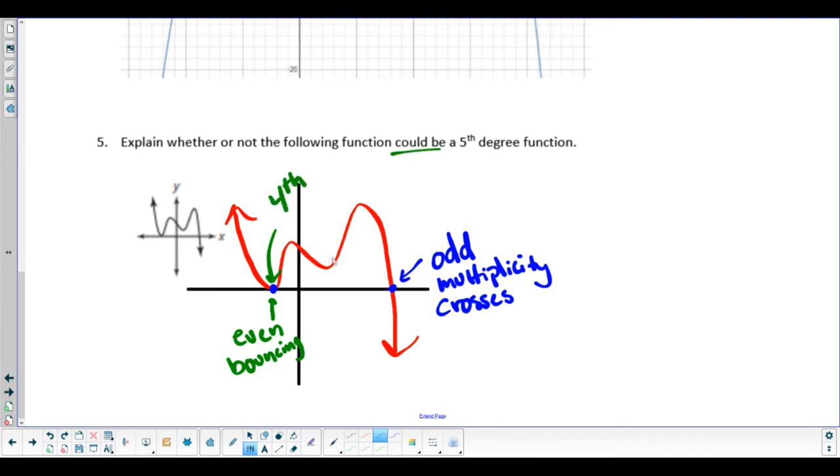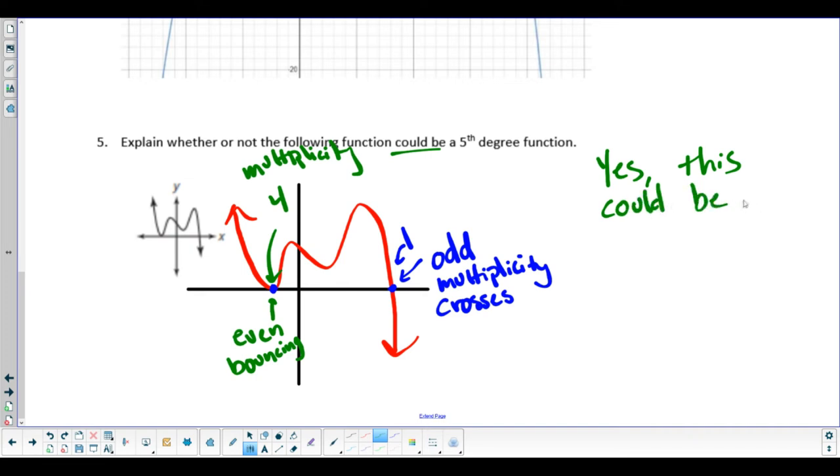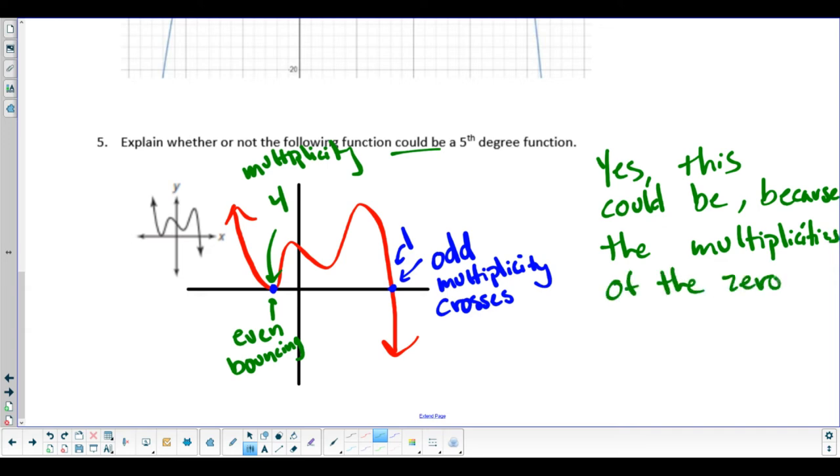This could be a multiplicity of four, something raised to the fourth power, because the way I bounce off of this just has to be an even number. And this could be a multiplicity of one. If this is four, the multiplicities of my zeros added up is my degree. Four plus one is five. So yes, this could be, because the multiplicities of the zeros could add up to five. We have one even zero and one odd multiplicity zero.